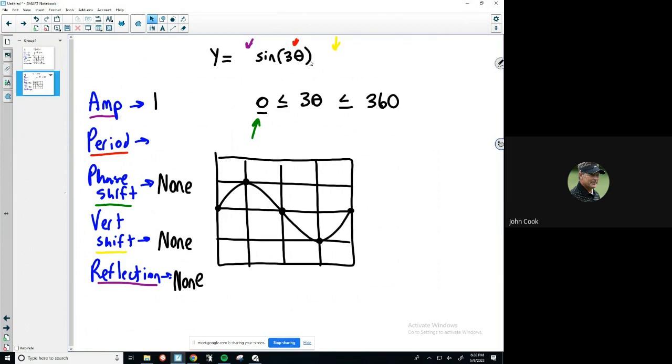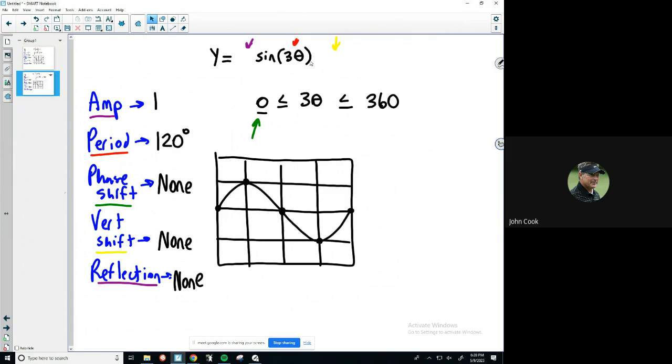So here's how we can figure out the period. It's really easy. You can take 360 and divide it by whatever number is multiplying the theta. So divide by 3, and it'd be 120. Okay, so 120 is the period, 120 degrees instead of 360 degrees. And let me show you why that works.